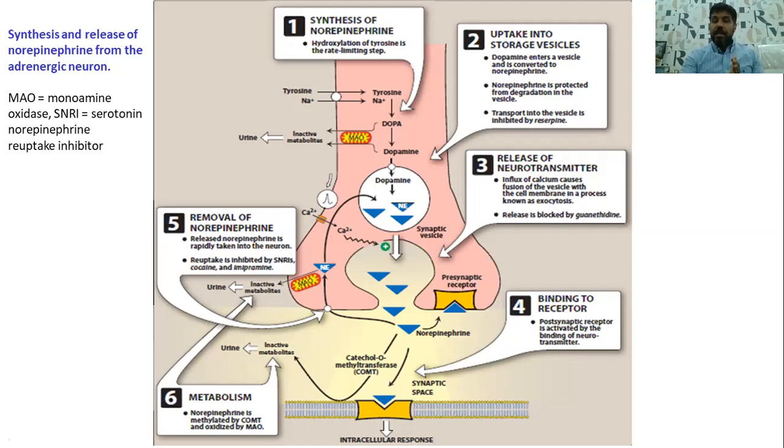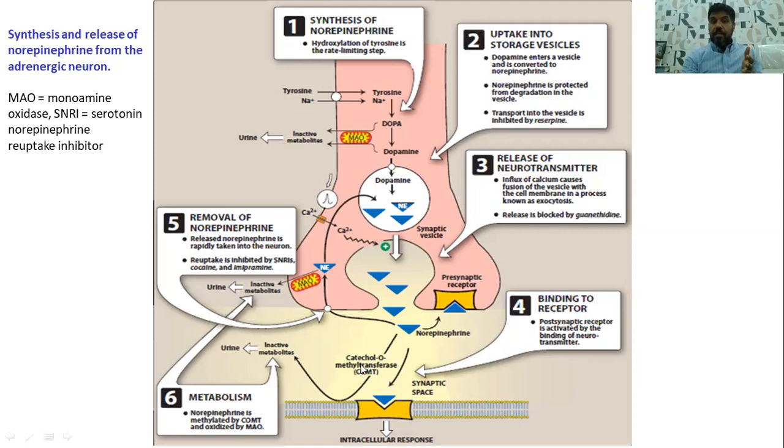Again, this step can also be blocked by specific drugs such as guanethidine. And we are going to talk about all these medications in detail in the next few lectures, and some of these medications we are going to talk about in the fourth stage. So now norepinephrine is being released into the synaptic cleft.